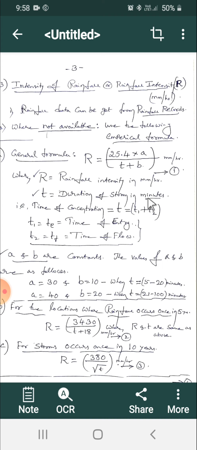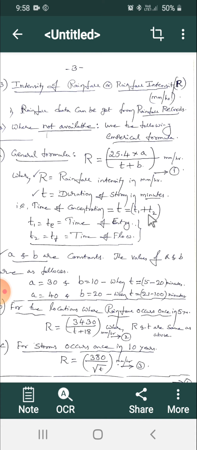See, the T is always in minutes. Don't convert it into seconds. Now, what is T? This is nothing but the time of concentration. Time of concentration means what? There is a chapter in your syllabus in this Module 1. Try to go through the syllabus, then you will get all these things. T is equal to T1 plus T2.